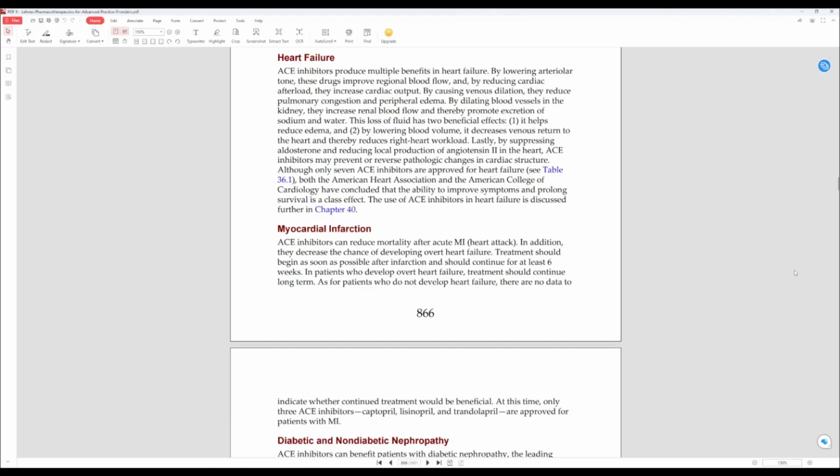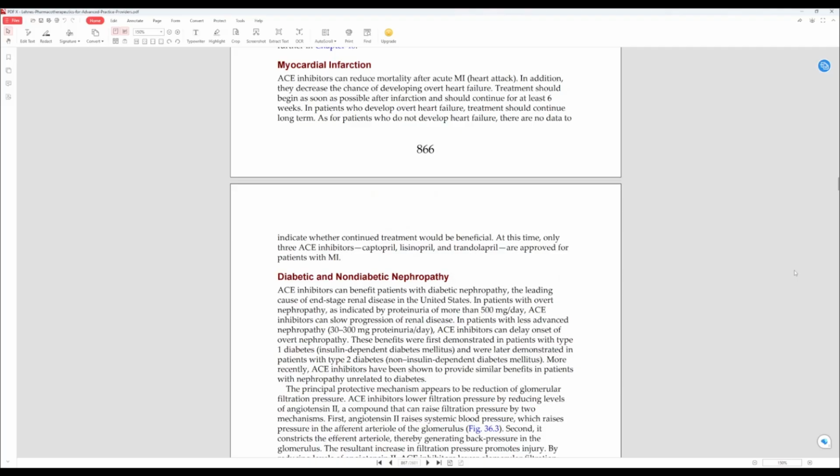heart workload. Lastly, by suppressing aldosterone and reducing local production of angiotensin II in the heart, ACE inhibitors may prevent or even reverse pathologic changes in cardiac structures. Although only 7 ACE inhibitors are approved for heart failure, both the American Heart Association and the American College of Cardiology have concluded that the ability to improve symptoms and prolong survival is a class effect. The use of ACE inhibitors in heart failure is discussed in more detail in Chapter 40.